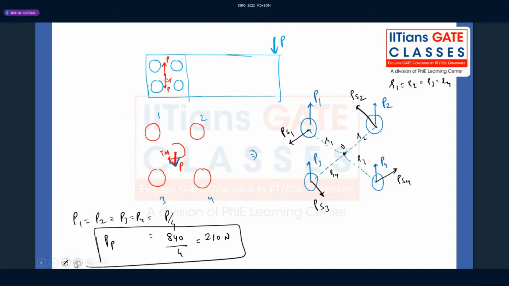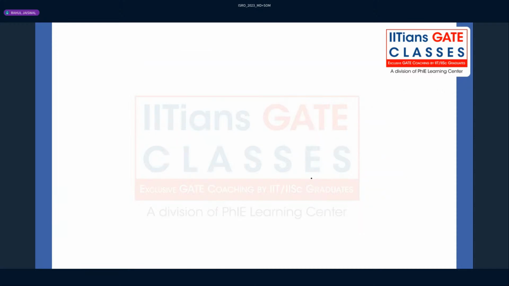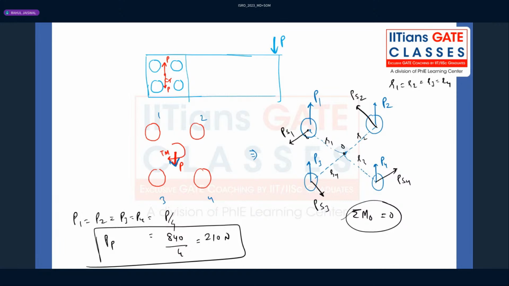What about the secondary force? The summation of moment about O has to be 0. Now, when the summation of moment about O is 0, how can we write it? We know that secondary force into R1, secondary force into R2, because that will be acting perpendicular. Why perpendicular? Because twisting moment or torsional shear stress will only be developed when the shear load is acting perpendicular to the radius.